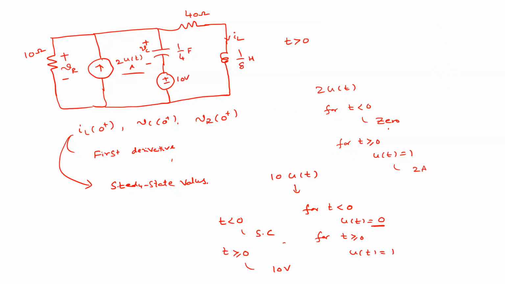So try to solve this one. I will provide the answers. So this is about finding out the initial values and derivatives for these circuit parameters for the second order circuits. So next we'll start with the next one.